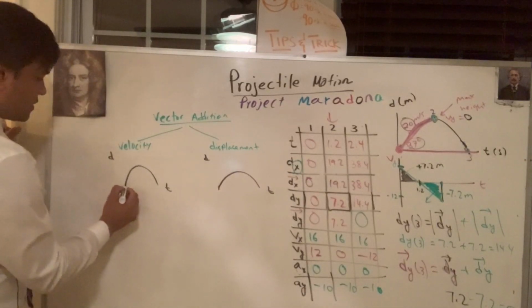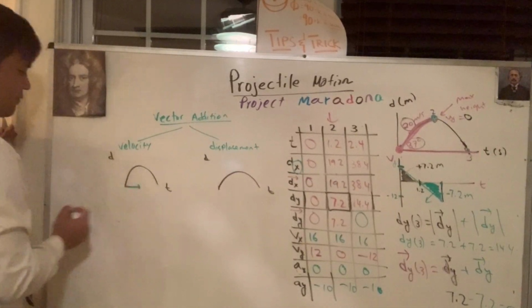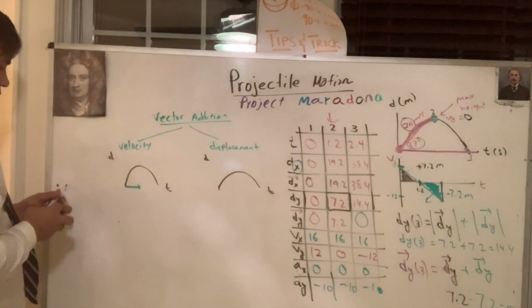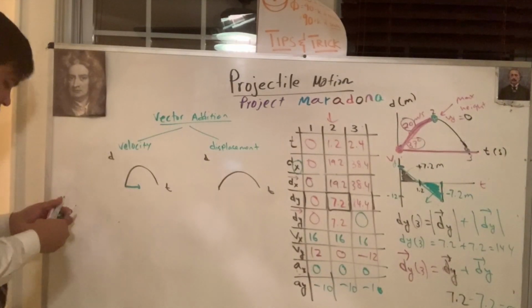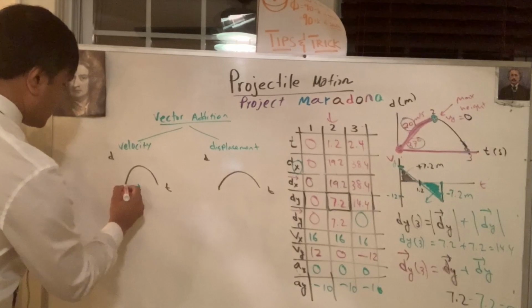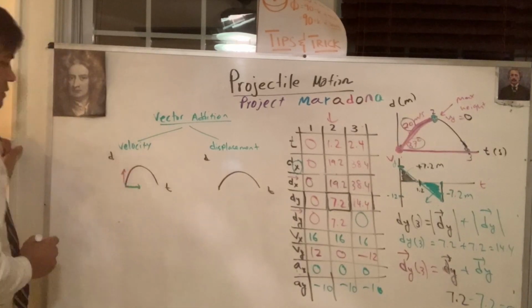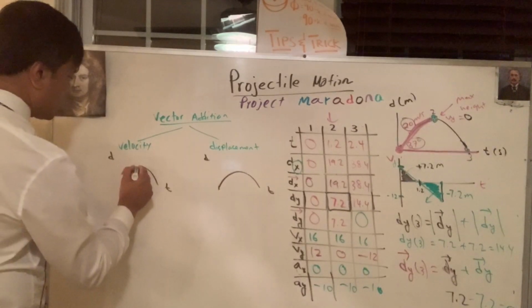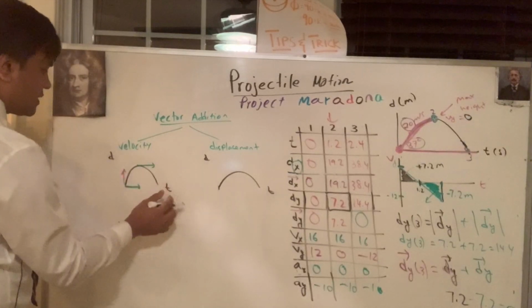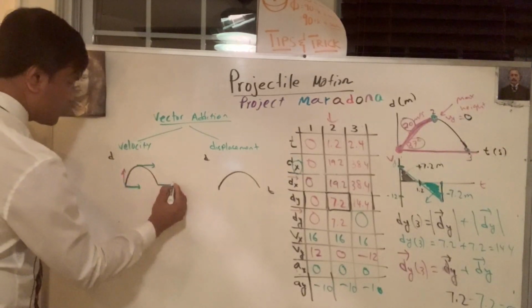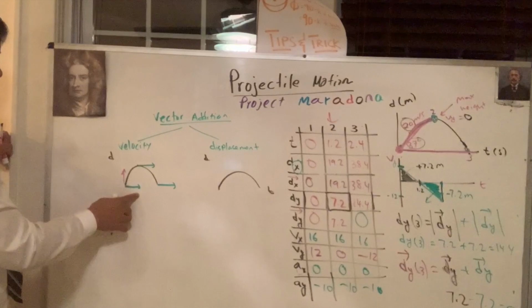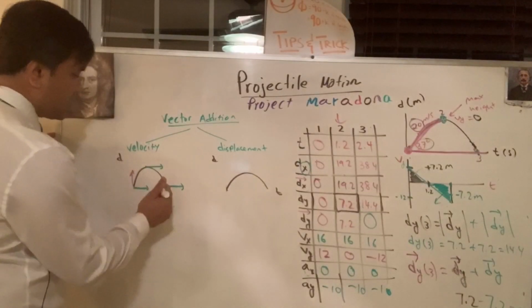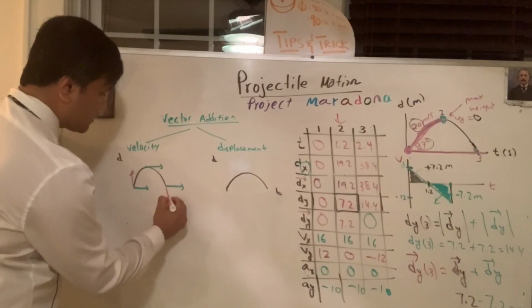So at location 1, I have one vector. At location 2, I have another vector. At location 3, I have another vector. This green vector is 16, 16, 16. Over here is 0. And this red vector is negative 12.